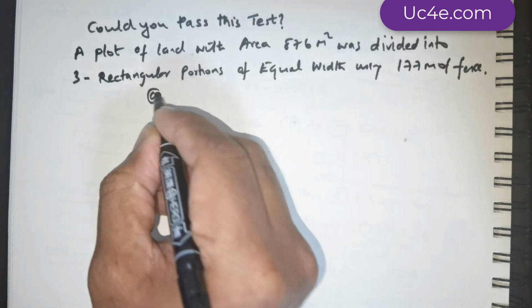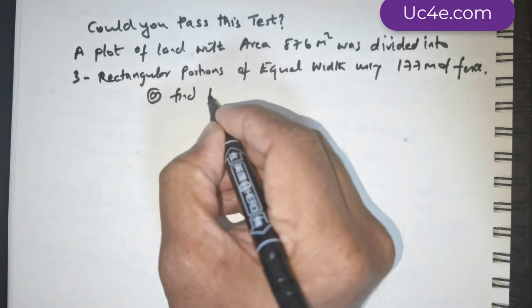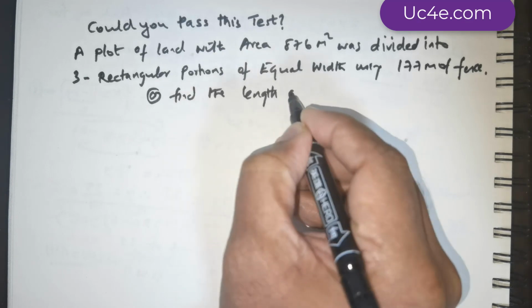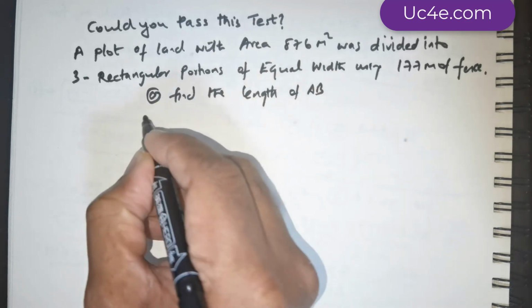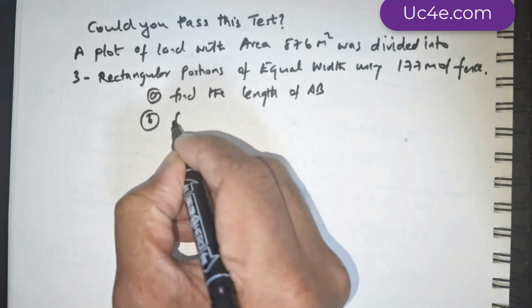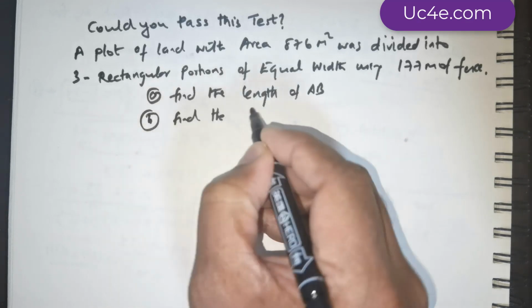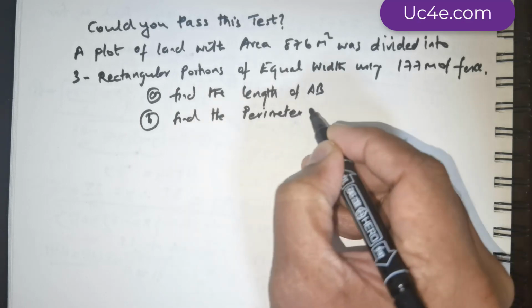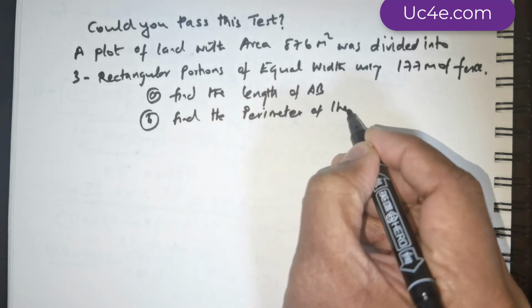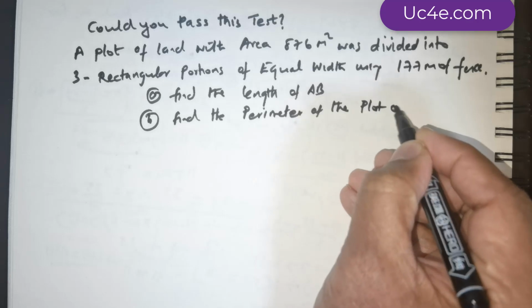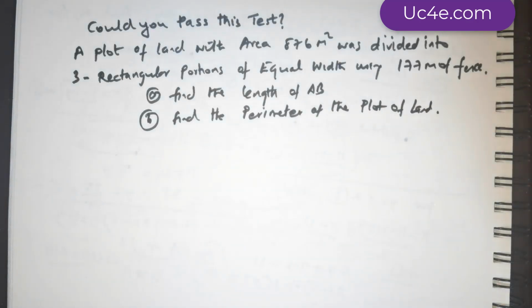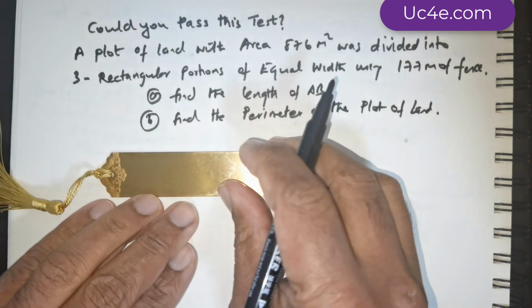Now we are asked to find, I'm going to draw the figure, (a) the length of AB, and (b) we are asked to find the perimeter of the plot of land. So the figure is given as follows.